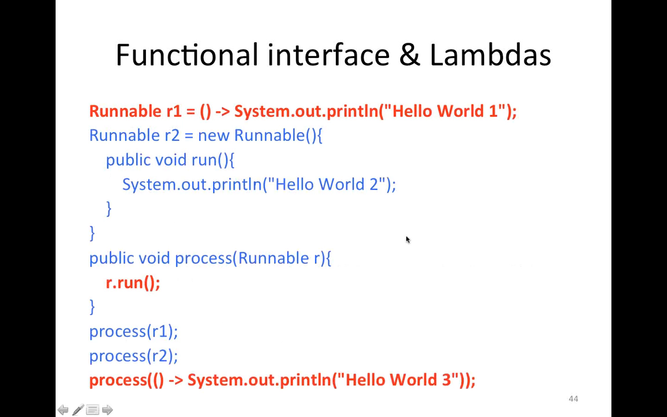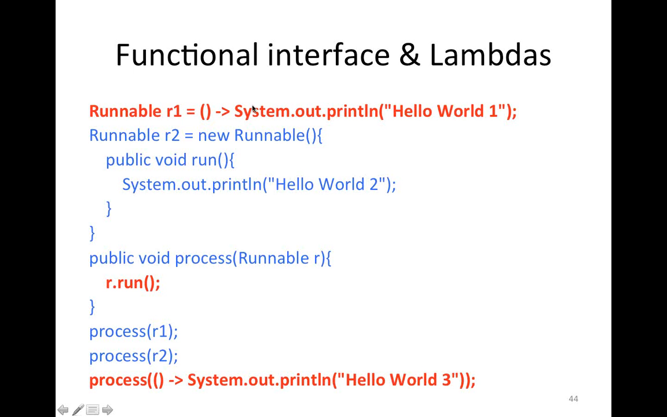So let's look at some examples to really get an idea for this. Here we're using the runnable interface. I have a method called process, very simple, that takes a runnable object as an argument and just executes that object.